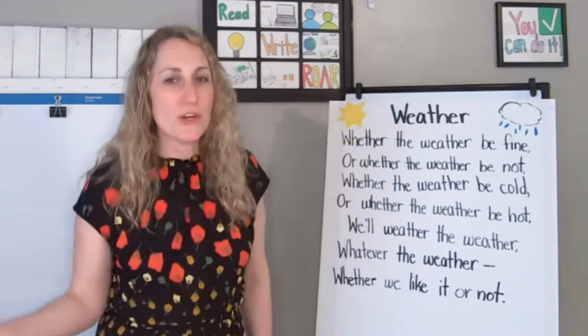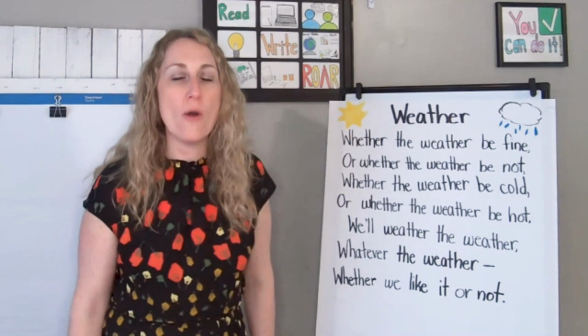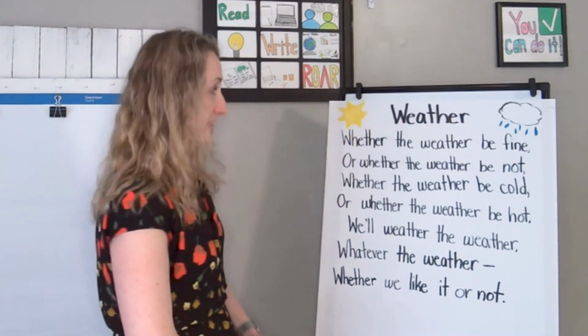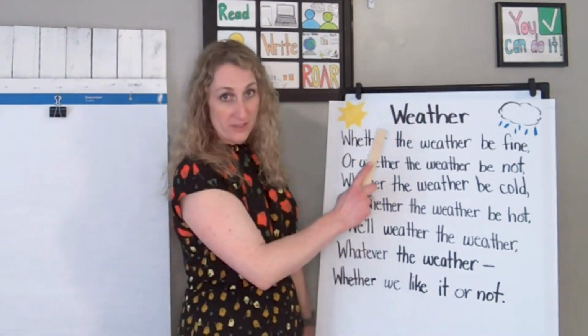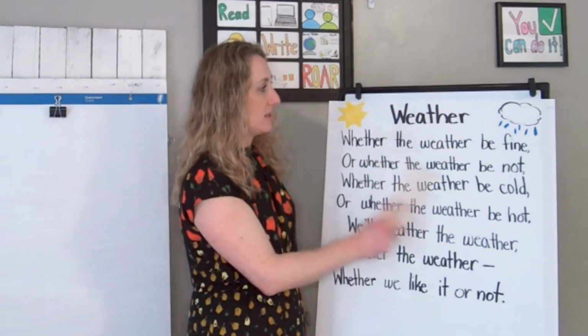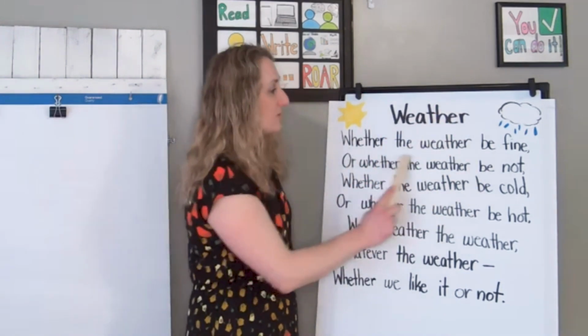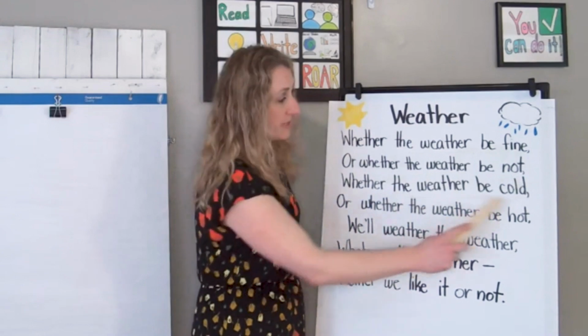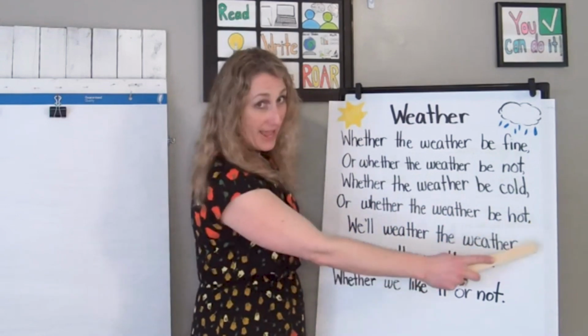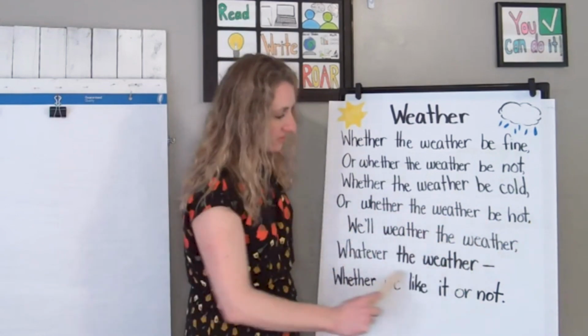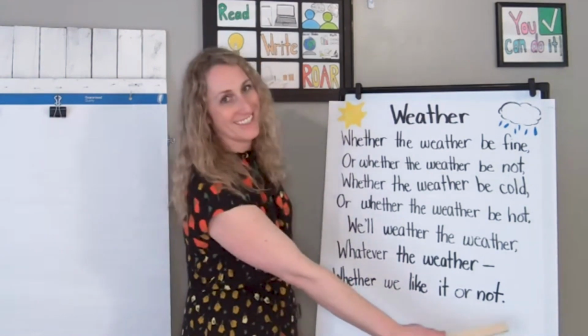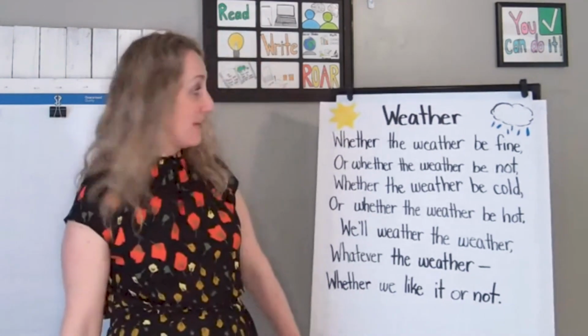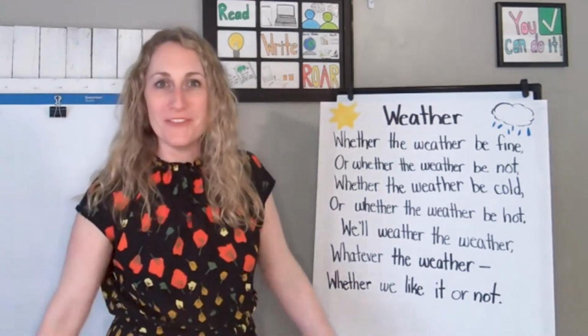This time, we're going to see how fast we can read this poem about weather because it's kind of a tongue twister. I'll be pointing to the words. Let's see how fast we can read it. Weather. Whether the weather be fine, or whether the weather be not, whether the weather be cold, or whether the weather be hot. We'll weather the weather, whatever the weather, whether we like it or not. Kind of a silly poem and fun to read. I hope you had fun reading it.